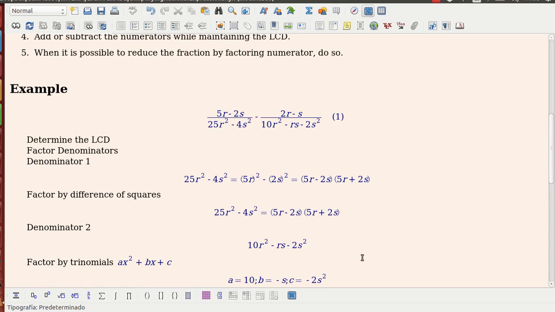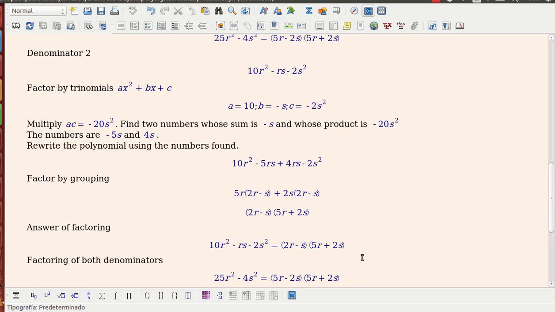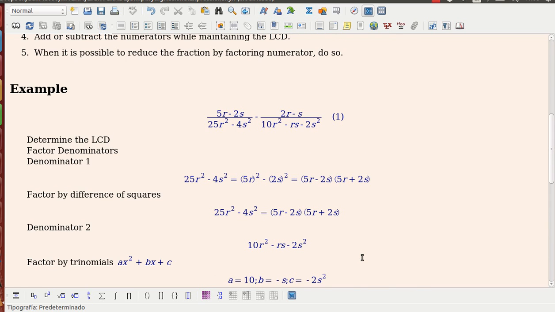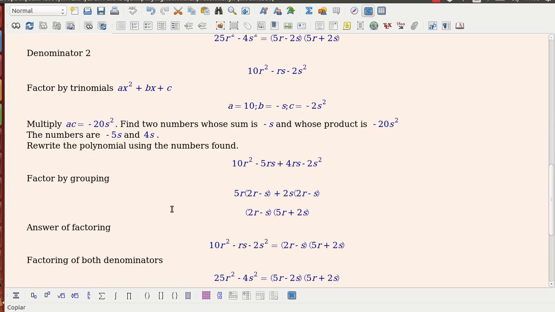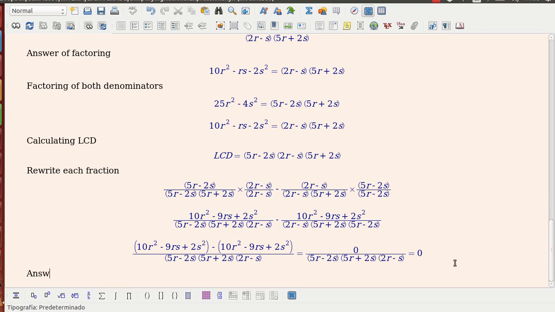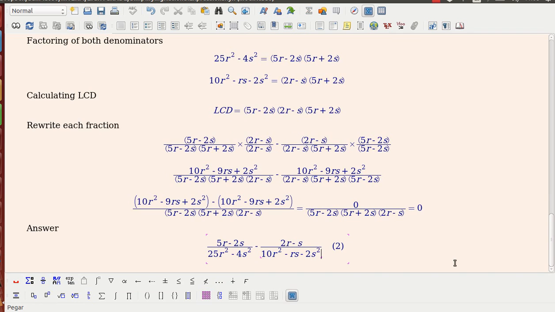Last step: when it is possible to reduce the fraction by factoring the numerator, do so. Okay, it's not possible because it's 0. So we have finished the exercise. It's 0. Let's write the answer. The addition is 0.